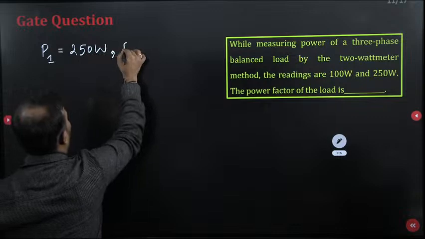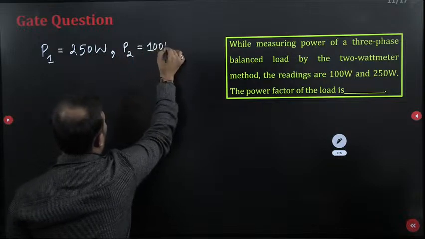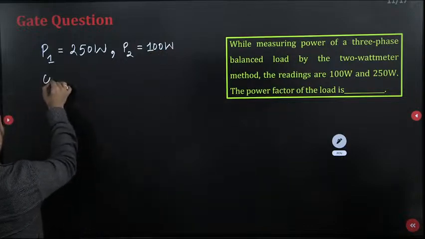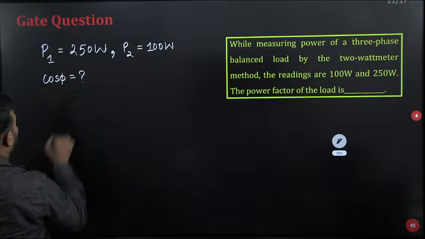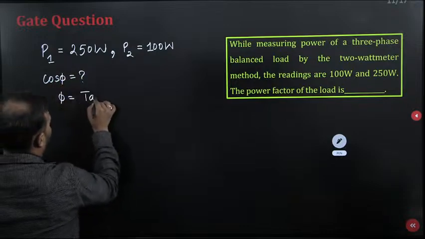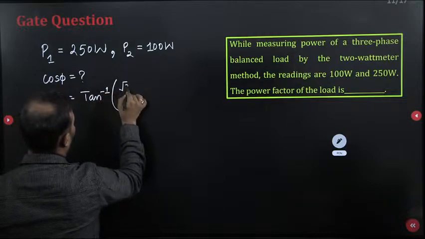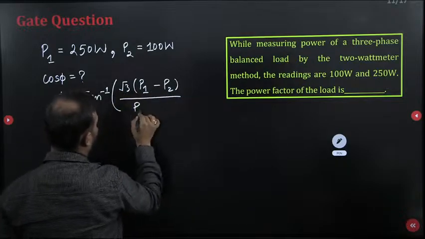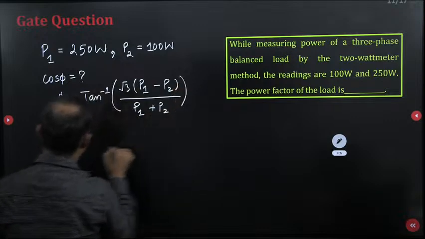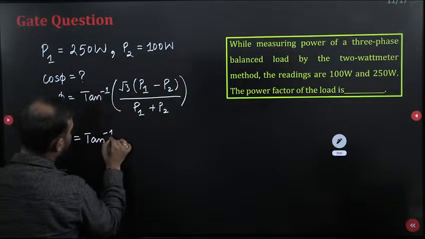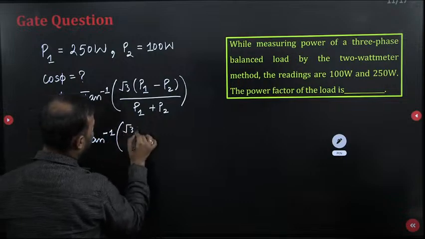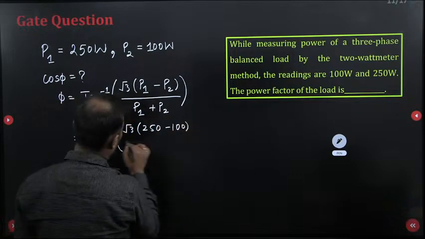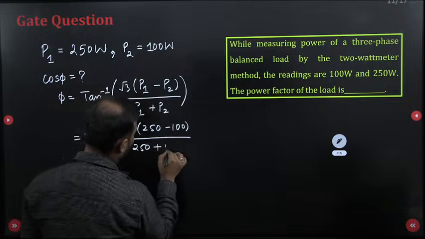Similarly for P2, it will become 100 watt. It is given as 100 watt. Now the power factor of the load is, so I need to calculate cos phi. Okay, so what is phi, my friend? Tan inverse root 3 times (P1 minus P2) upon (P1 plus P2). So tan inverse root 3 times of, so this is 250 minus 100 whole divided by 250 plus 100.